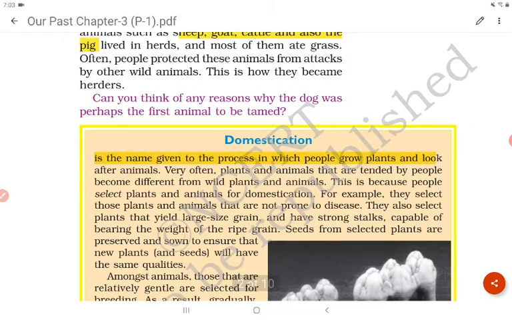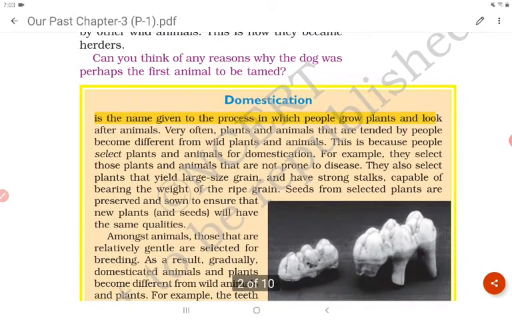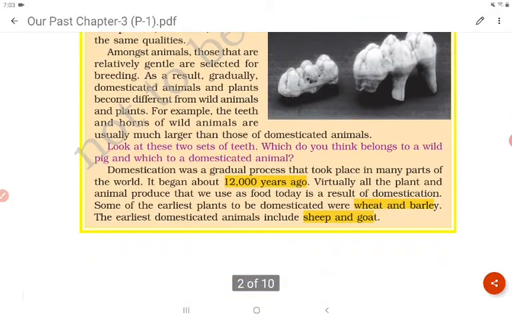So what is domestication? Domestication is the name given to the process in which people grow plants and look after animals. Domestication was a gradual process that took place in many parts of the world. It began about 12,000 years ago. Virtually all the plants and animal produce that we use as food today is a result of domestication.